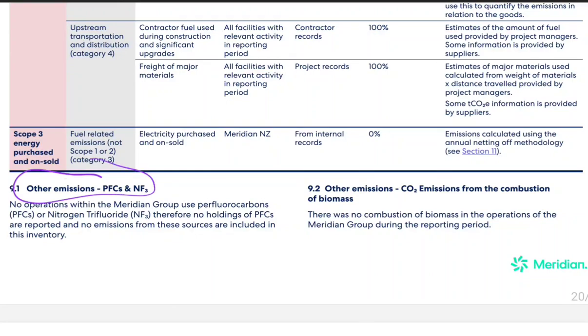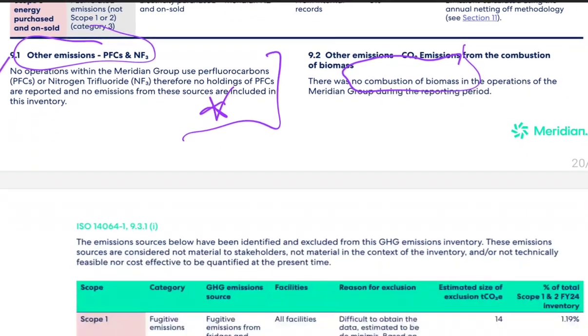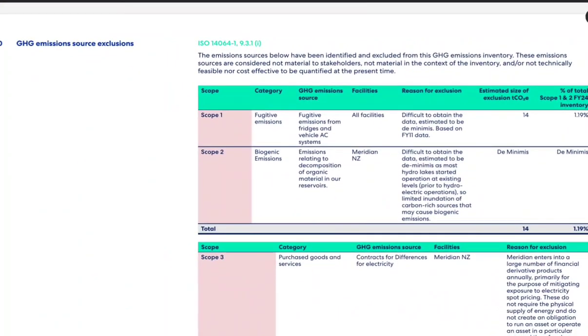So about other emissions like PFCs and NF3, the company is declaring that no operations within the company use PFCs, perfluorocarbons and nitrogen trifluoride, therefore no holdings of PFCs are reported and no emissions for these sources are included. So this is very important from a reporting perspective. And other emissions like CO2 emission from the combustion of biomass, so there was no combustion of biomass in operations, so that is also highlighted very carefully.